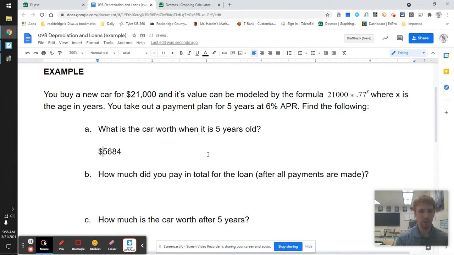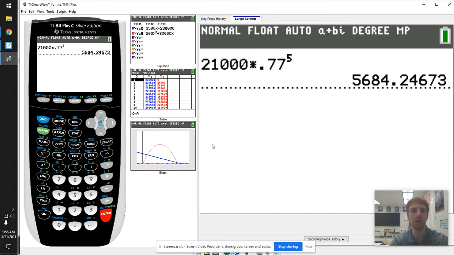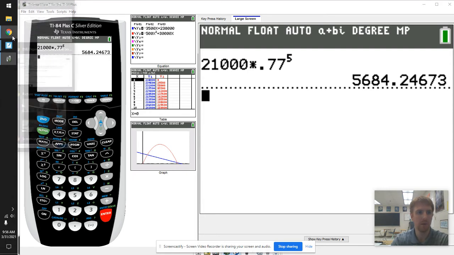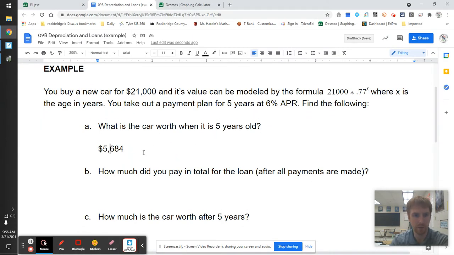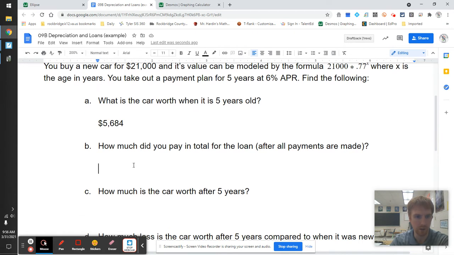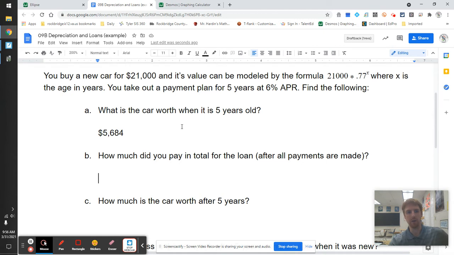And that's it. I'm also going to show you how to do it in the calculator, if you do have a calculator. 21,000 times 0.77, caret button for power, to the 5th. Should be getting the same thing. We are, so we're good to go. Okay, so that's how much that's going to be worth in 5 years. That's not a very good car if it's only worth that much in 5 years. But cars do lose value quick.